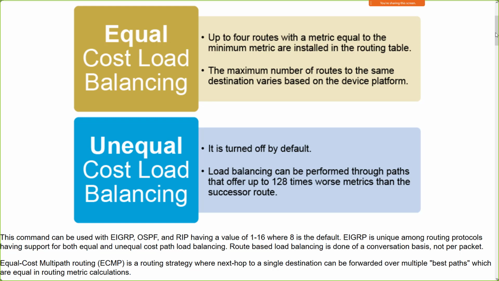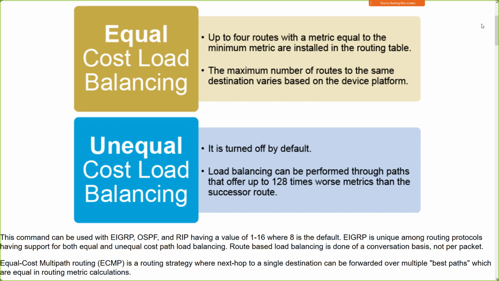Unequal cost load balancing is disabled by default because of the variance command. We need to modify the variance command in order for us to be able to do unequal cost load balancing. And the default variance value is set to 1, which basically means you can only do equal cost load balancing. EIGRP is the only protocol that has this capability to support unequal cost load balancing. And the variance value can go anywhere from 1 to 128. So that's a pretty significant value.